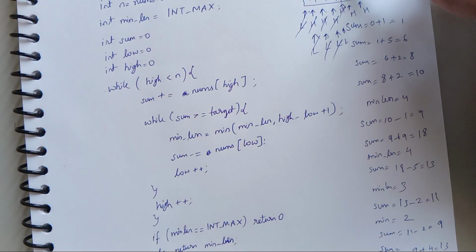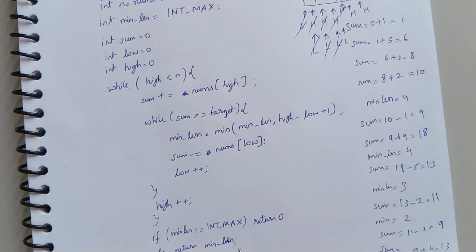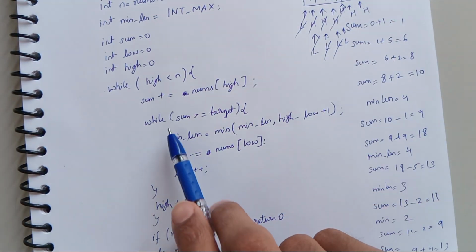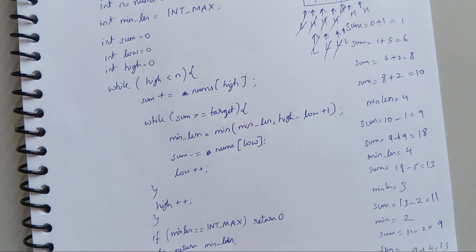low pointer element, which is 9. So 13 minus 9 is 4, and since after this we do low plus plus and this comes out of the array, we stop here and we return the minimum length, so that will be 2. So in this way we find the sum until we reach the target, and we try to reduce it by bringing the left pointer to the right side.